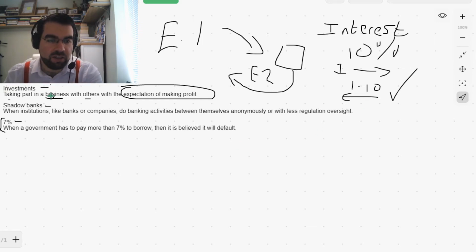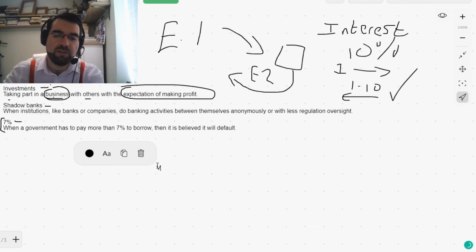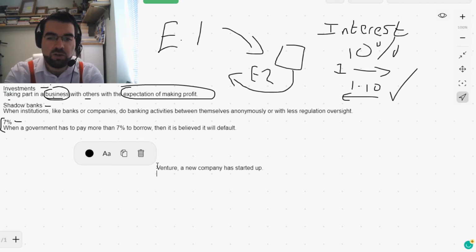Yes, taking part in business, or an investment, or a venture. A venture: so a new company is starting up. Or an investment, so let's say shares or ETFs or maybe even bonds and beyond. How cool is that?